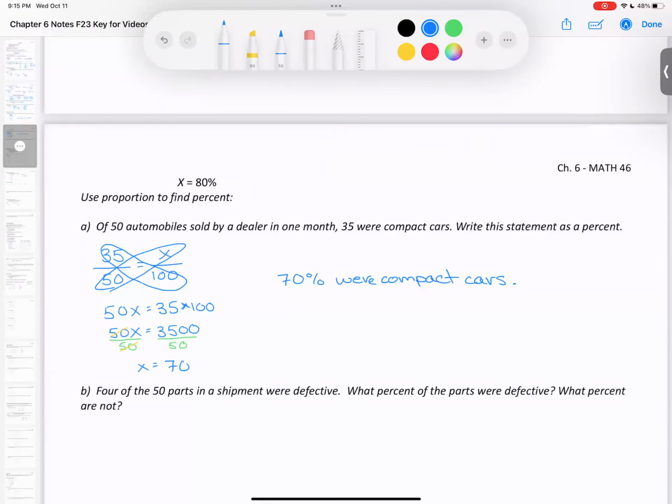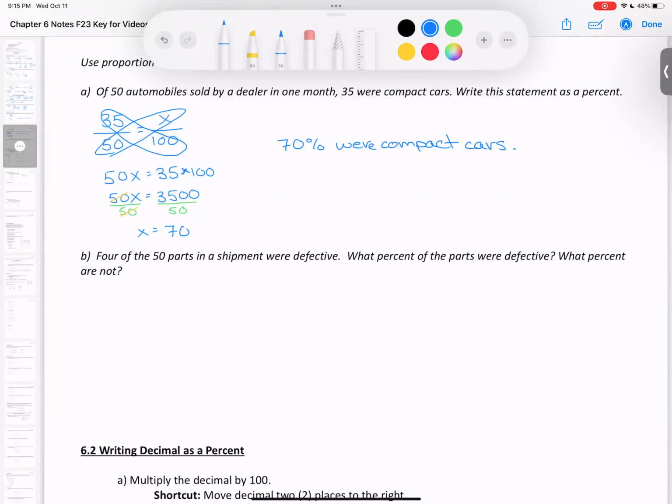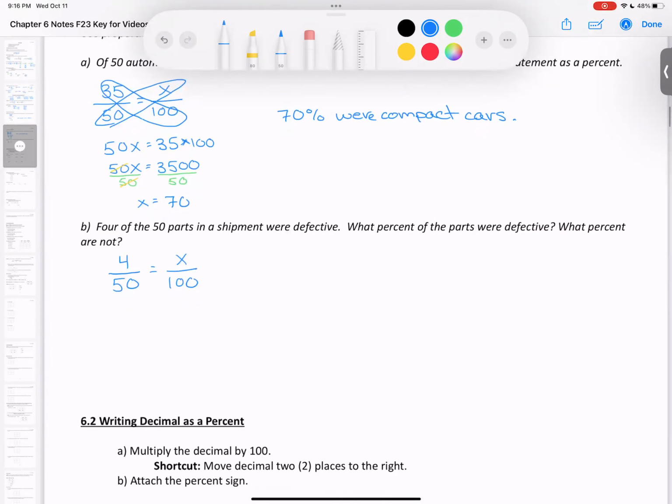Okay, next one. We have 4 of the 50 parts in a shipment were defective. We want to know what percent of the parts were defective. That is quite a few. So we have 4 out of 50. Our total is 50, and 4 is our amount. We're looking for X out of 100, some percentage, which means it's out of 100.